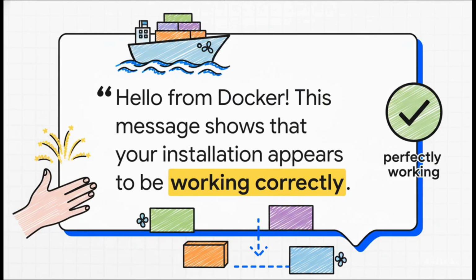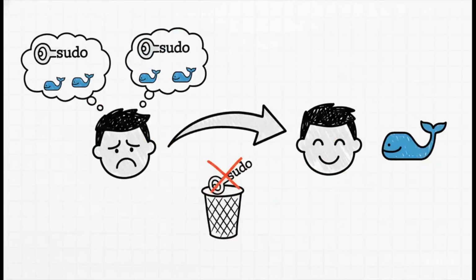What just happened was Docker automatically downloaded a tiny little test program, ran it inside a brand new container, printed this message, and then shut it all down. Your Docker engine is alive and kicking. Okay, so it works. But you probably noticed we had to type sudo to run that command. And trust me, having to type sudo every single time you use Docker is going to get real old real fast. So let's fix that.